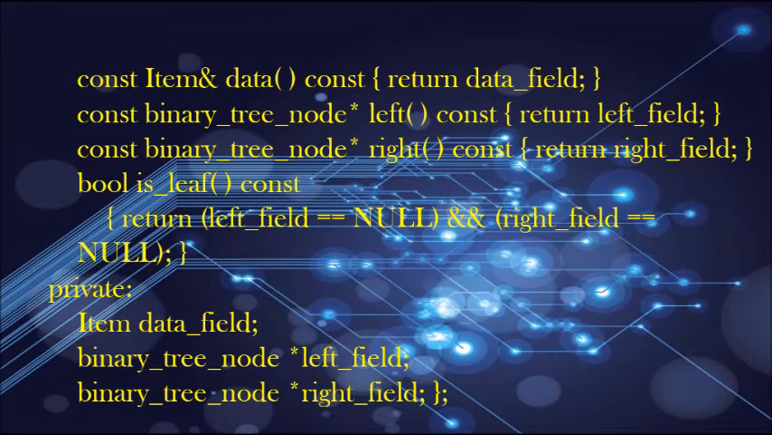The constant member functions cannot be altered in the process. It will check for the left and equates left and right fields to null. Last is the private members. Inside it is the item data field for the new data, the binary tree node pointer left field for the left side of the tree, and the binary tree node pointer right field for the right side of the tree.